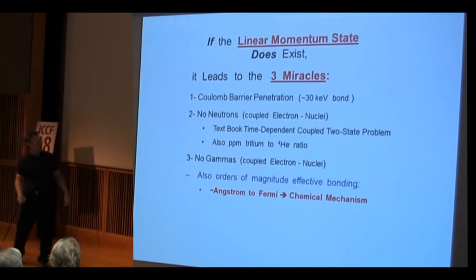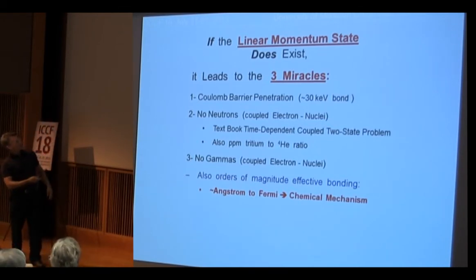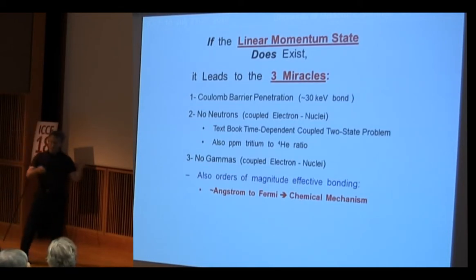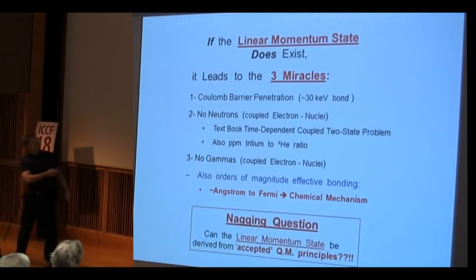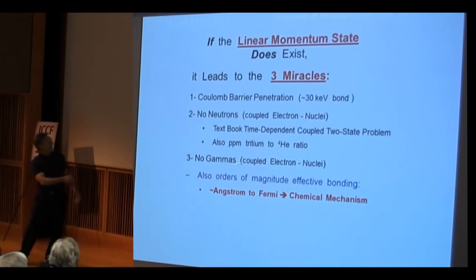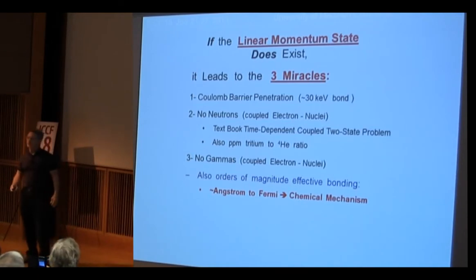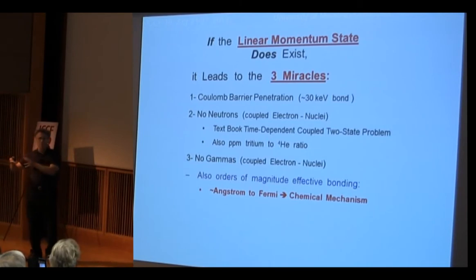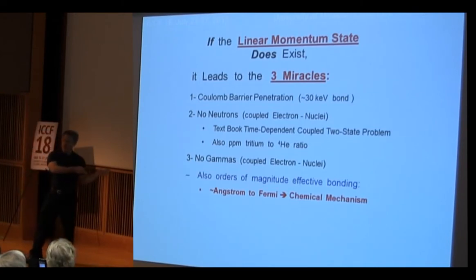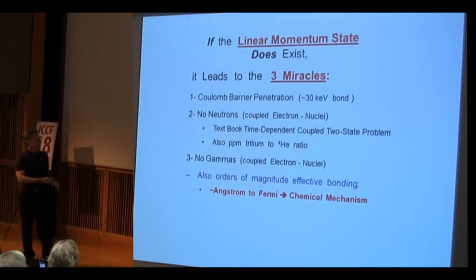It's a textbook time-dependent coupled two-state problem. This stuff ends up being the easy stuff. You get a little bit of tritium, parts per million, because of the mechanism. And you also have orders of magnitude of effective bonding. You can go all the way from the Fermi scale all the way up to the sub-angstrom scale. And that allows you to go from chemistry to the chemistry in the Fermi region. So it allows for a mechanism.